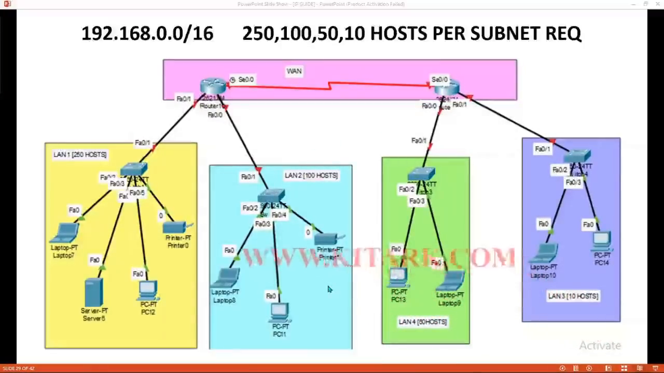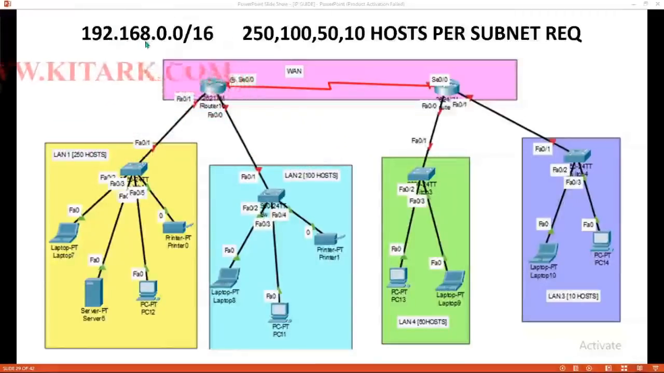First of all, when doing this calculation, you need to move in descending order, which means from the highest value to the lowest. So 250, 100, then 50, then 10, then 2 for the WAN. One by one we'll subnet this particular network, 192.168.0.0/16. Our calculation is mainly focused on hosts per subnet. I informed you that 5 subnets are needed, but the calculations mainly focus on the number of hosts on each subnet. So what you need to do is 2 to the power h greater than or equal to the particular number plus 2. This is the idea.